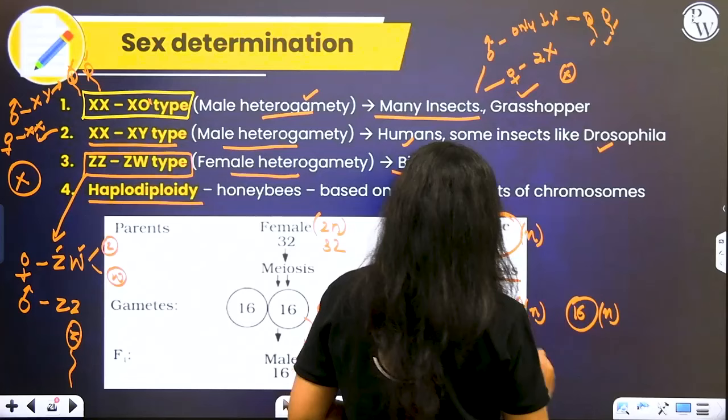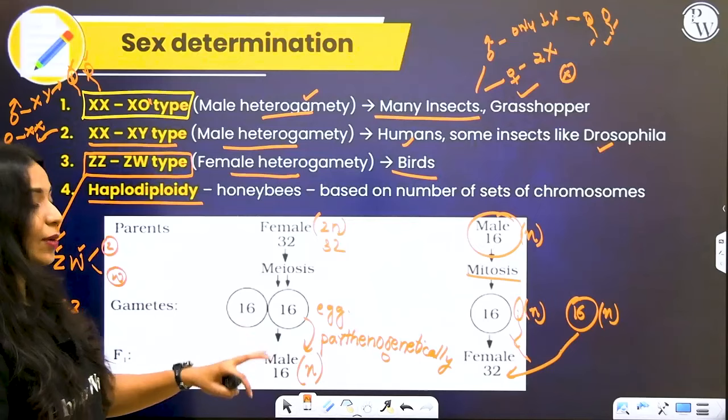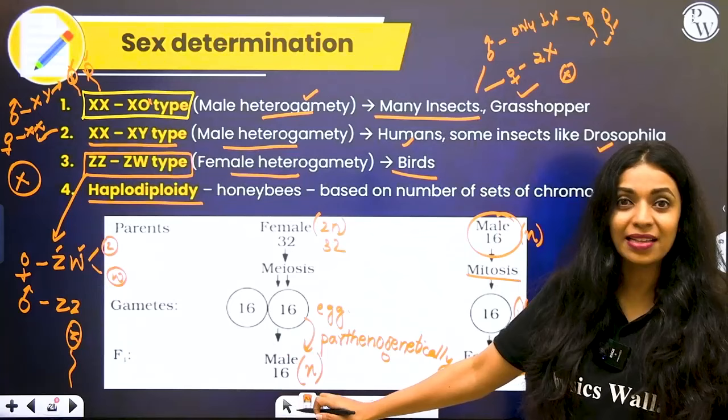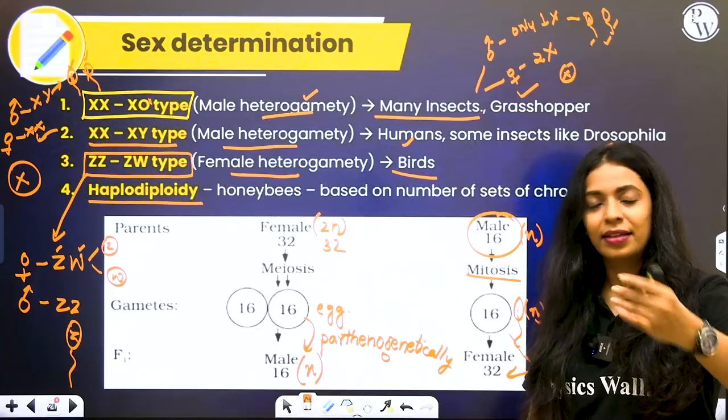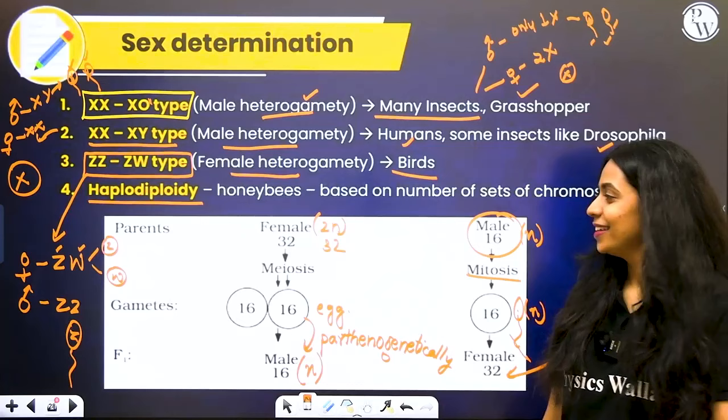So basically what's interesting over here is the males never have a father. Males are directly produced from the mother. Males can never have sons because sons always come from the mother only. But the males can have grandfathers and they can produce grandsons. How interesting is that? So that's about haplodiploidy.